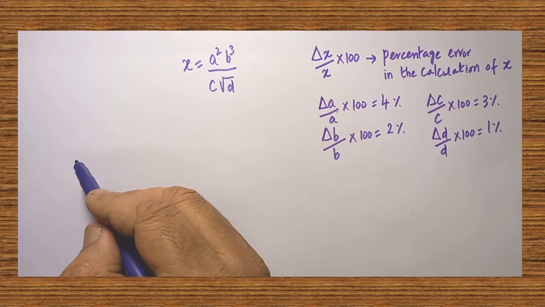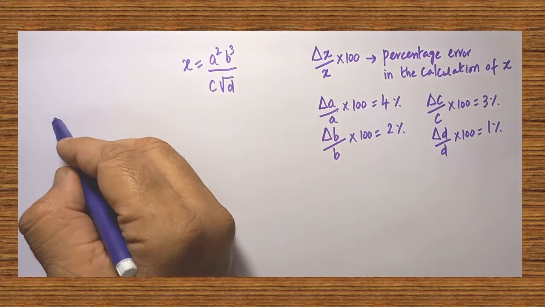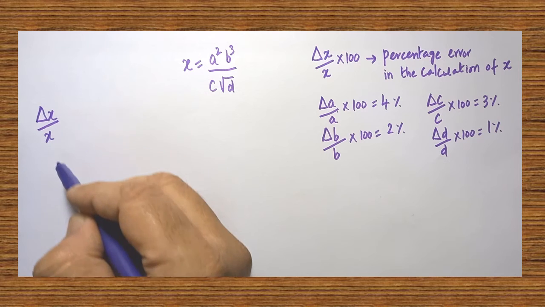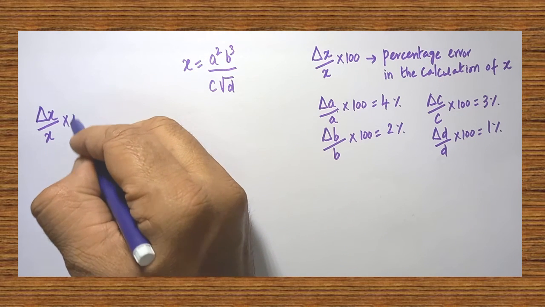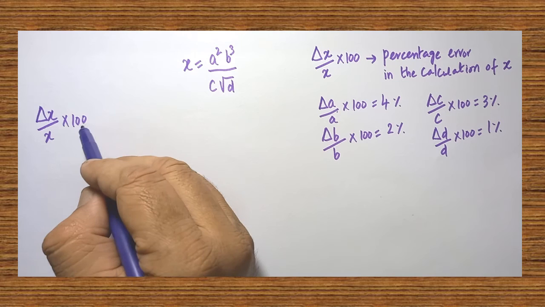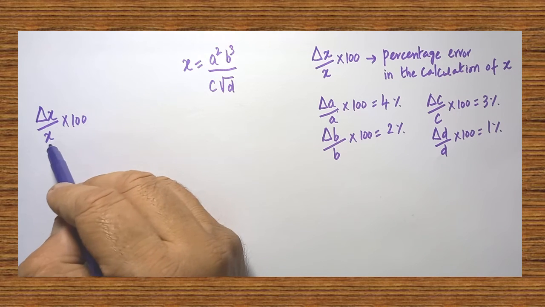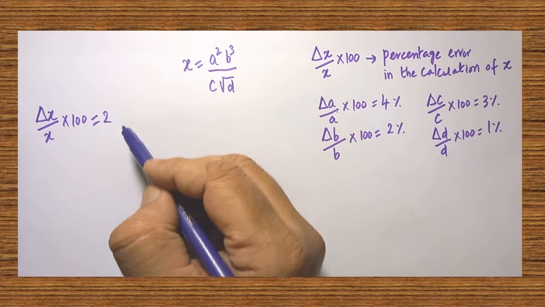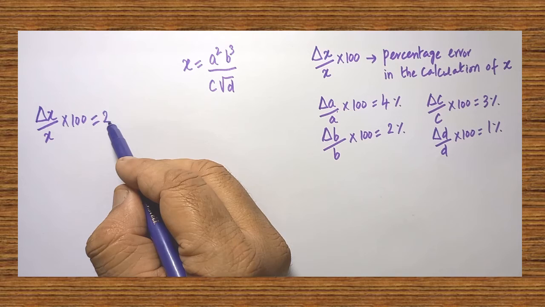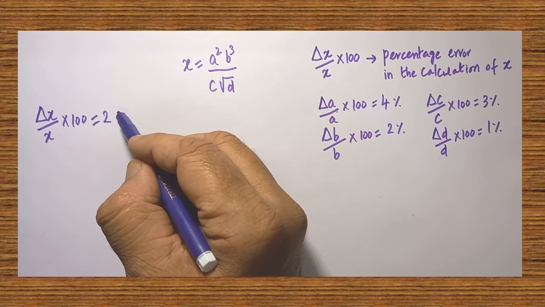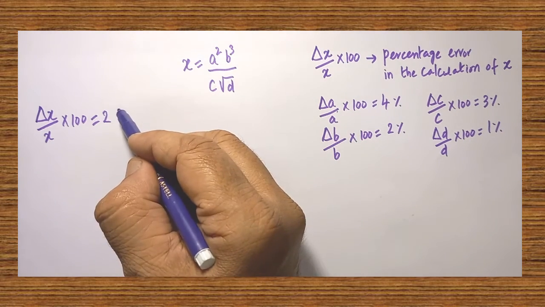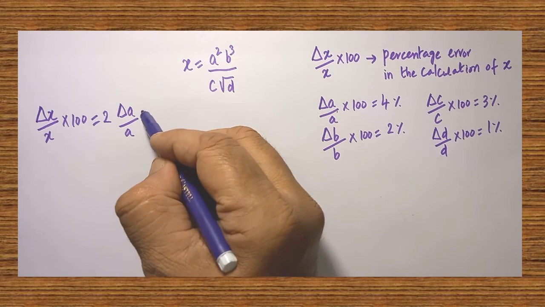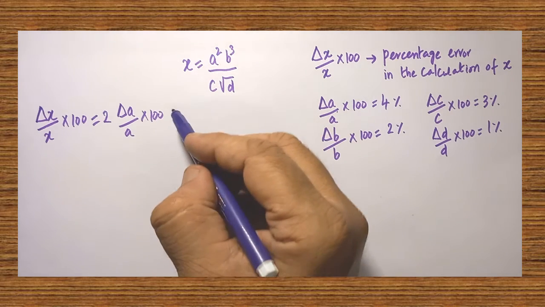Now I am going to apply the rule. How to write the rule? Tell me. Look at that. Del x divided by x into 100. What is del x divided by x? Percentage error in the calculation of x is written. And then look at the power. That power of a must be written as 2. What is the remaining thing? The percentage of error while measuring a. How to write the expression? Del a divided by a into 100. So the first factor is written.